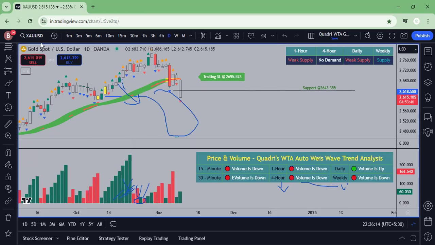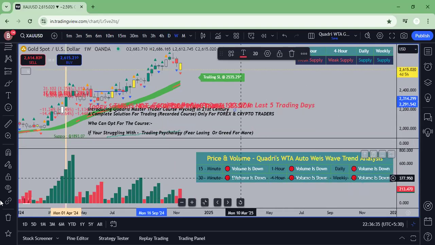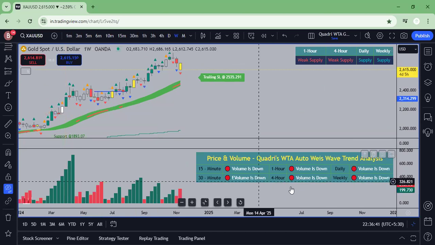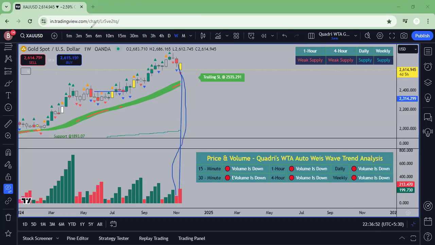You can see this is the last candle, and this is the second last candle. So the volume is up. Now, if you go to weekly, sorry, this was not a promotional session. If you go to weekly, weekly is down. As you can see, the last weekly candle is down, volume is down. That means supply is greater.